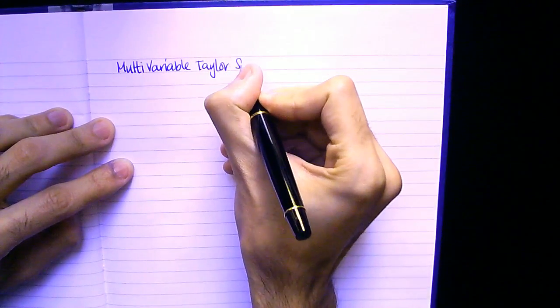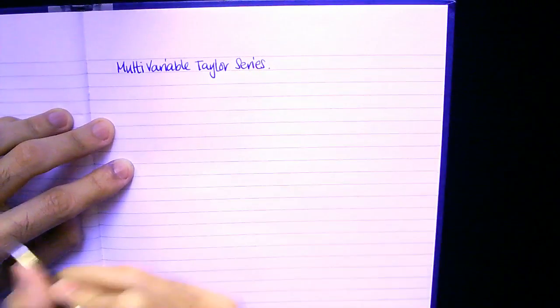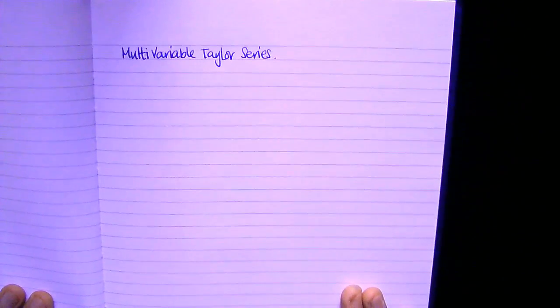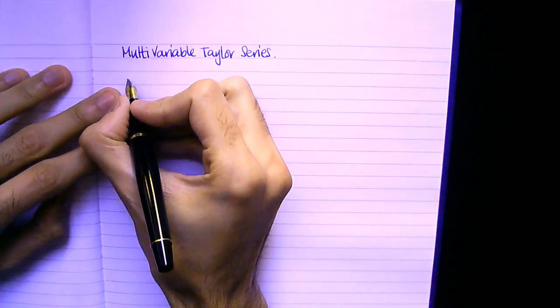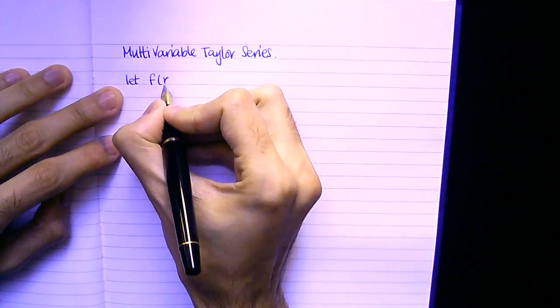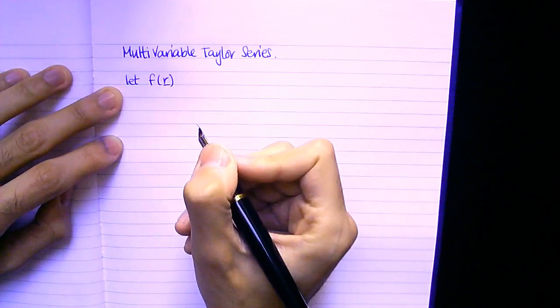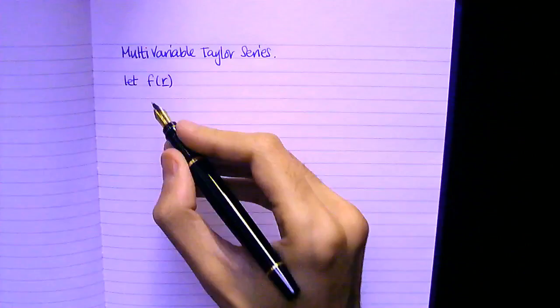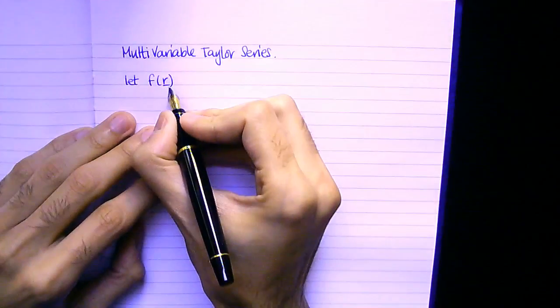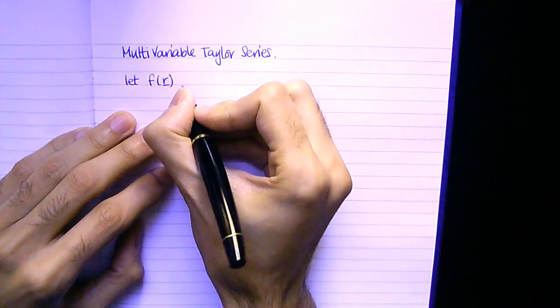Multivariable Taylor series. Okay, then what we're going to do is construct our multivariable Taylor series out of the one-dimensional Taylor series which we're familiar with. So we're going to start with, let f of R, where R is some vector, be our multivariable scalar function. So let f of R be some scalar field.